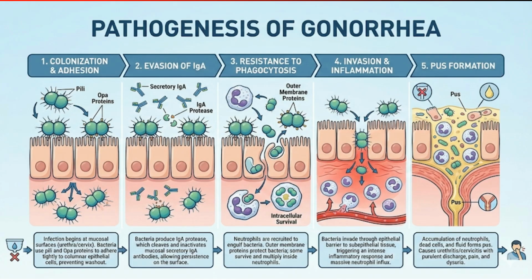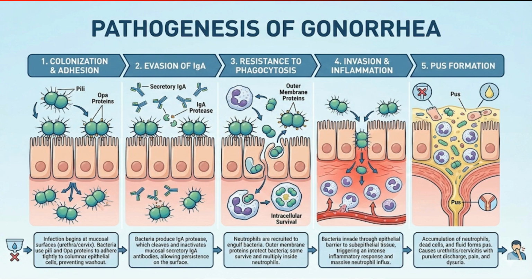Step 2. Evasion of mucosal immunity. Once attached, the gonococci must overcome the local immune defenses. The mucosal surfaces are protected by secretory IgA antibodies, which would normally neutralize and eliminate the bacteria. However, gonococci produce IgA protease, which cleaves and inactivates these antibodies. This allows the bacteria to persist on the mucosal surface, despite the presence of local antibody responses.